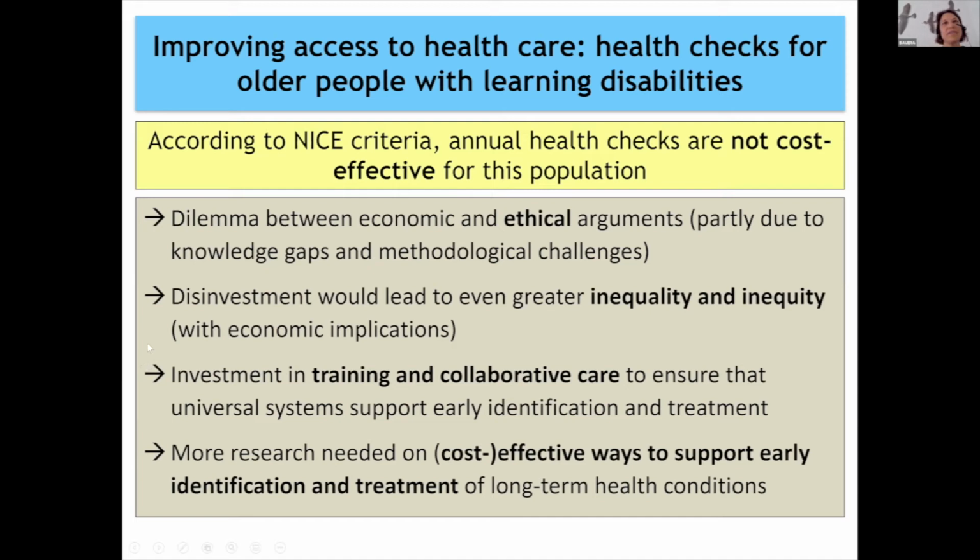They actually came to the decision that it should be recommended. There is just a lot more system support needed, so that people can not only get those annual health checks, but also get the good treatment that they need. There might be other ways of looking at early identification and treatment for that population, and we also need more research to look into this.